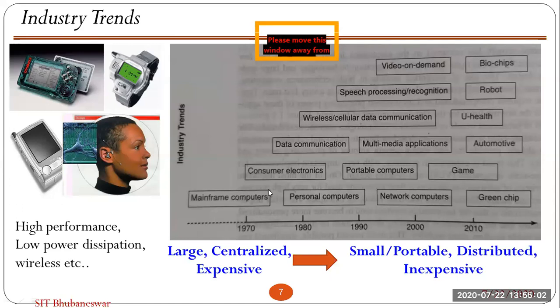Okay, so in the bottom you can see that initially it was large, centralized, and expensive. Everything was very large in size and centralized, put in one place. You can't move it, and it was expensive. Now it's completely reversed. It's small and portable. Even in your watch you can see a lot of things. You can check how many steps you take, your heartbeat, you can play songs, you can see videos, everything in a single watch.